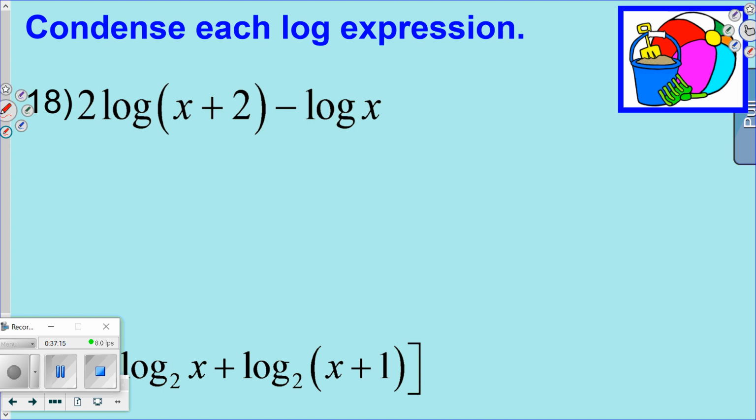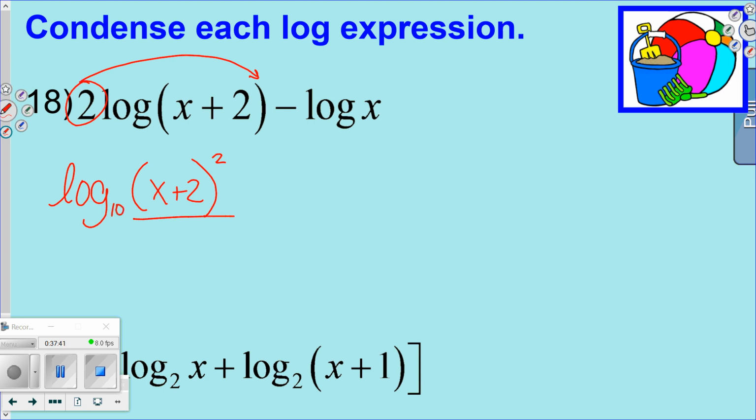So number 18. The 2 out in front implies an exponent. So it is log base 10 of x plus 2 squared. I caught at least 2 of you had changed that to a radical. If this was a half for an exponent, then yes, it would switch to a radical. But since it's a 2, it would just stay squared. And then this is minus, so that means divide, and x.